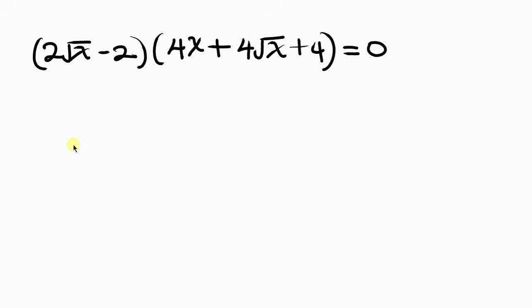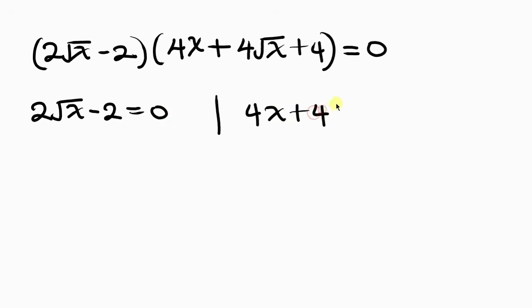So there are 2 cases on here. We have 2 root x minus 2 to be equal to 0. And then the other case is 4x plus 4 root x plus 4 to be equal to 0.